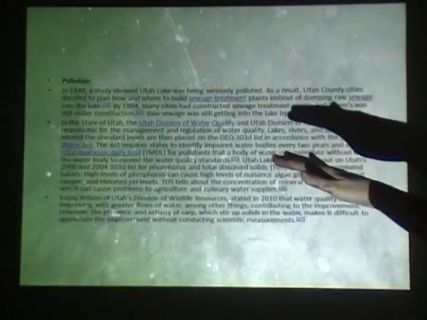So, pollution. I'm just going to read this. In 1948, a study showed that the Utah Lake was being seriously polluted. So there's not only imbalances in chemicals and things, but it was seriously polluted. And as a result, Utah County cities decided to plan how and where to build sewage treatment plants instead of dumping raw sewage into the lake. Yes, they did that until 1948, etc., etc., etc.